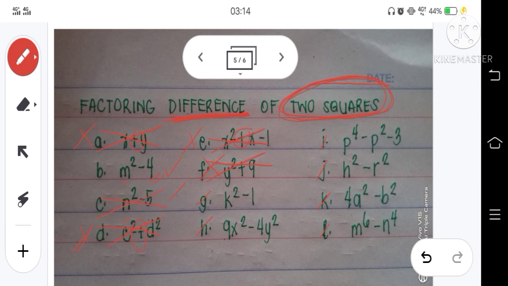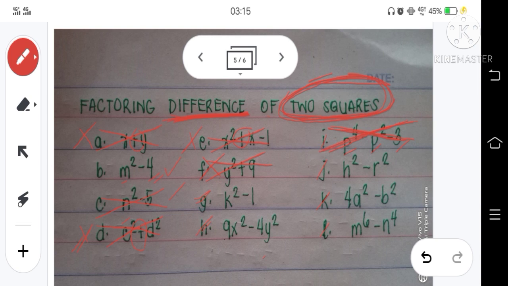For letter G, k squared minus 1. k squared, does it have a square root? Yes, it has. For 1, does it have a square root? Yes. So let's check. We now have 2 polynomials that can be factored as a difference of 2 squares. And then for letter H, 9x squared. Yes, it has a square root. 4y squared. It has a square root. For letter I, it says 2 squares, but look at each term. It has 3 terms. So factoring difference of 2 squares must not apply to this expression.